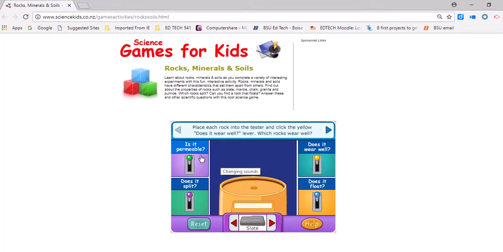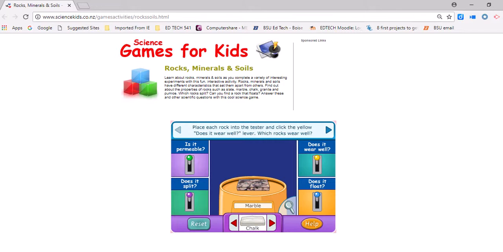I would recommend you talking about the terms, the vocabulary: permeable and the splitting. What does it mean to wear well? And each time it tells them which color to go to, so they're going to start with wear well, and they're to test each one. And it gives them a good visual representation. And then we go to another one. So they need to go through and test each type.